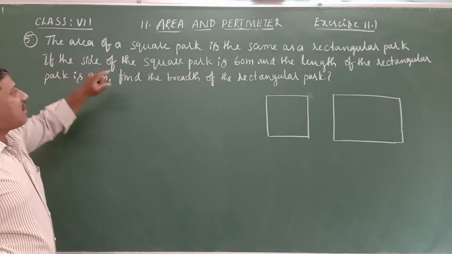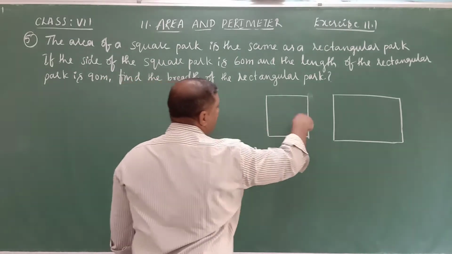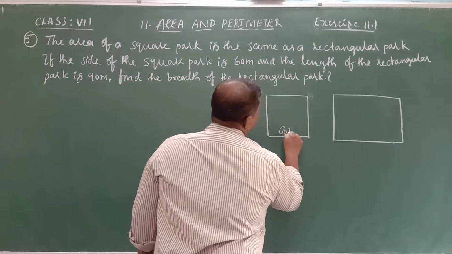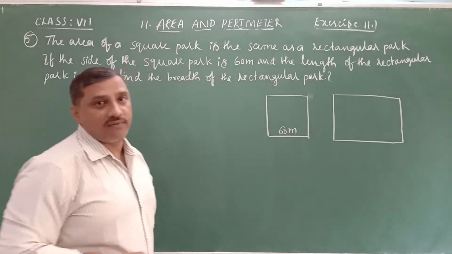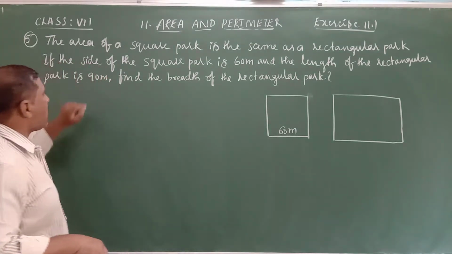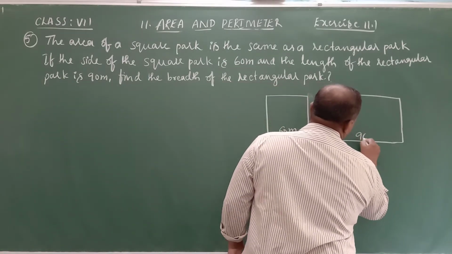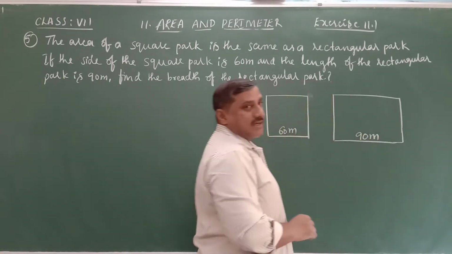Now, if the side of the square park is 60 meters, the side of the square park is how much? 60 meters. All the sides are equal for the square park. And the length of the rectangular park is 90 meters. So, what is the length of the rectangular park? It is 90 meters.